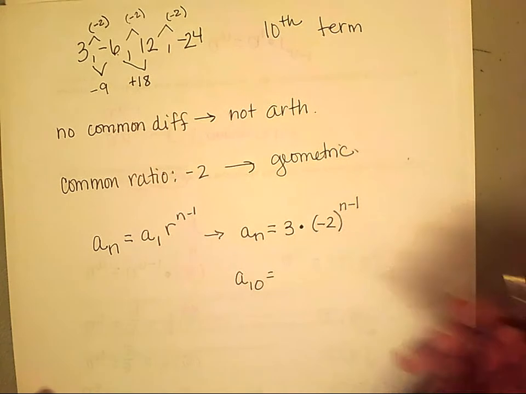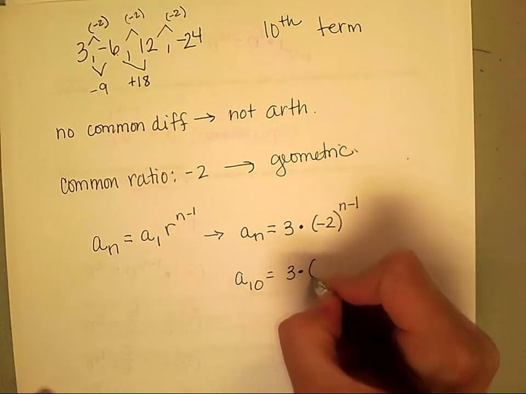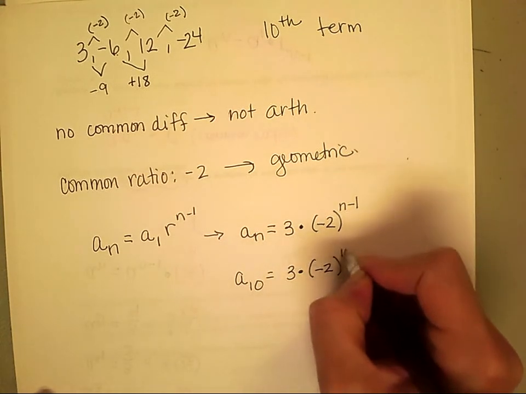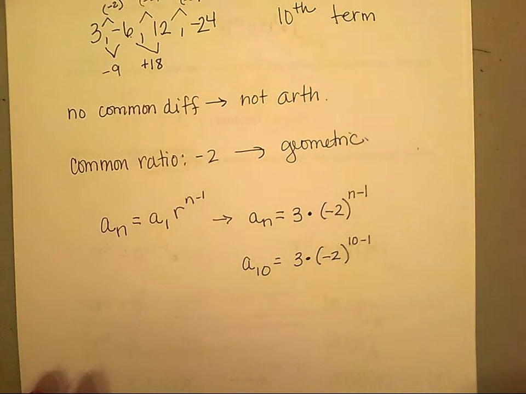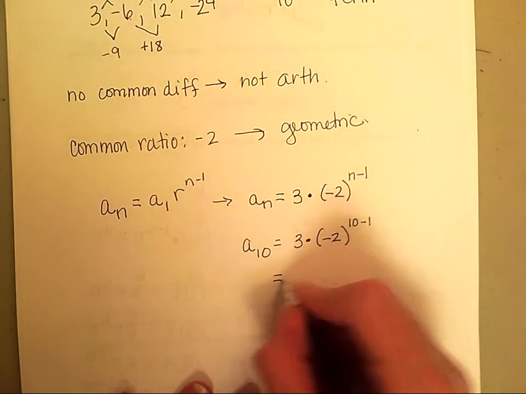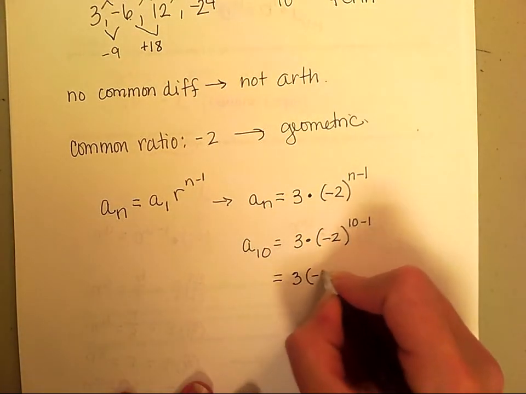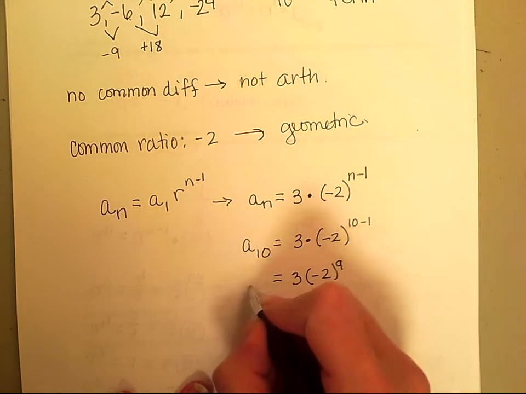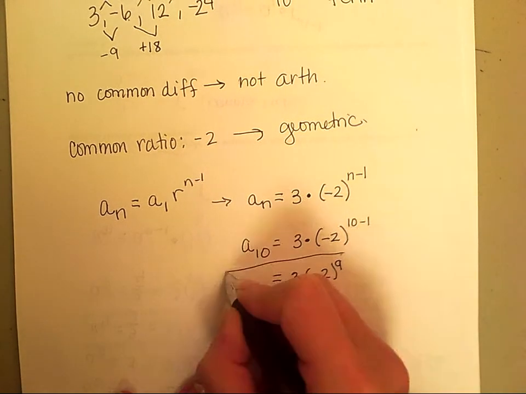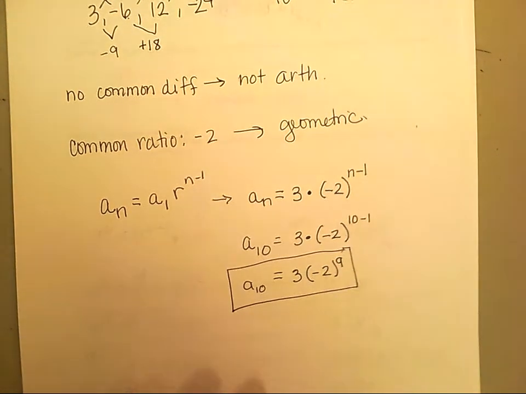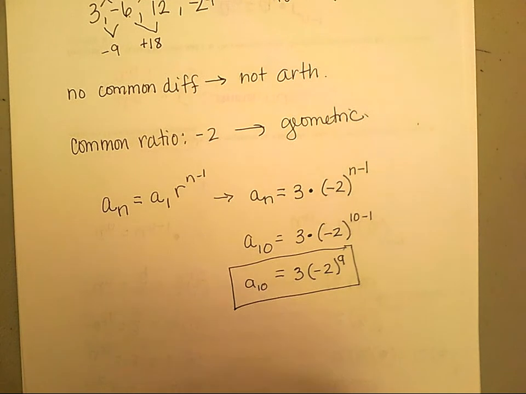So a sub 10 is equal to 3 times negative 2 to the 10 minus 1, which we could simplify to negative 2 to the 9th. This will be good enough for a sub 10. If we could simplify this, we would. 2 to the 9th is a little bit large. Not impossible, but a little bit.